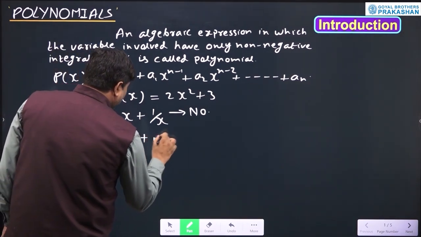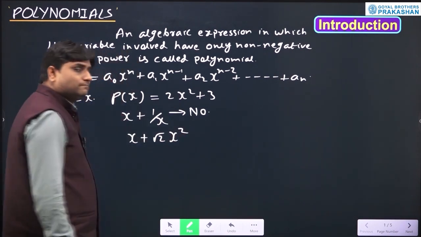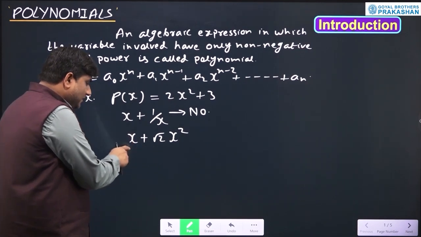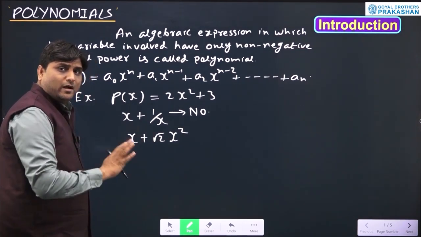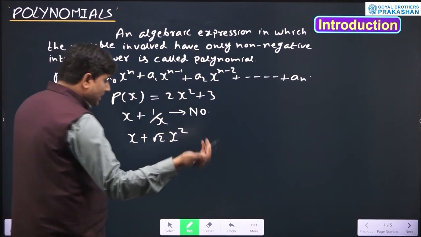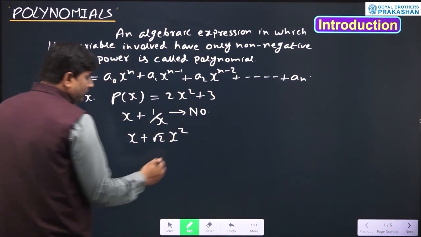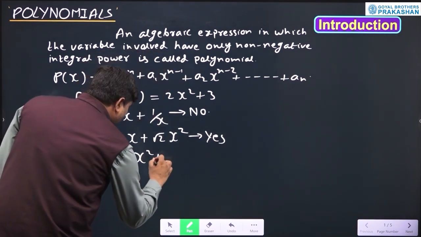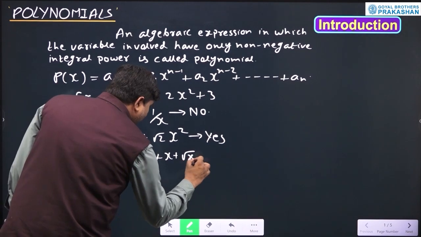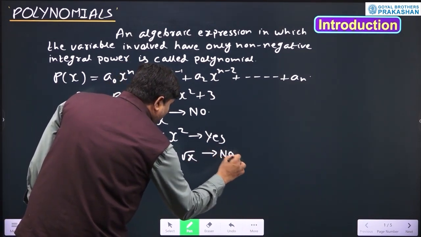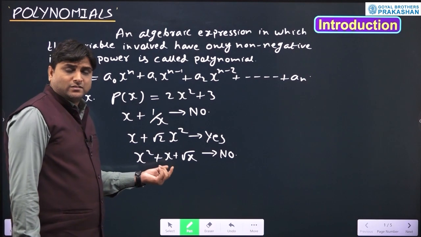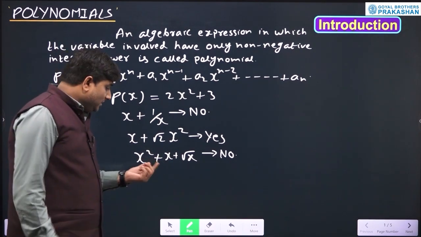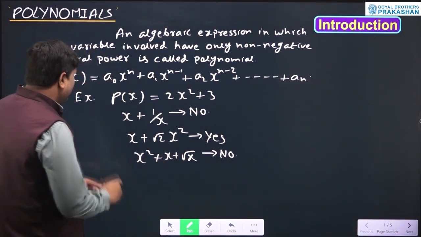Is x plus root 2 x square a polynomial? Yes, because there are two terms, the power of x is 1 and the power of x is 2. There is no negative power of x. All the powers are non-negative integers. So this is a polynomial. Is x square plus x plus root x a polynomial? No, because there is a term root x. Root x means x to the power 1 by 2, which is a fractional power. It is not an integer. So this expression is also not a polynomial.